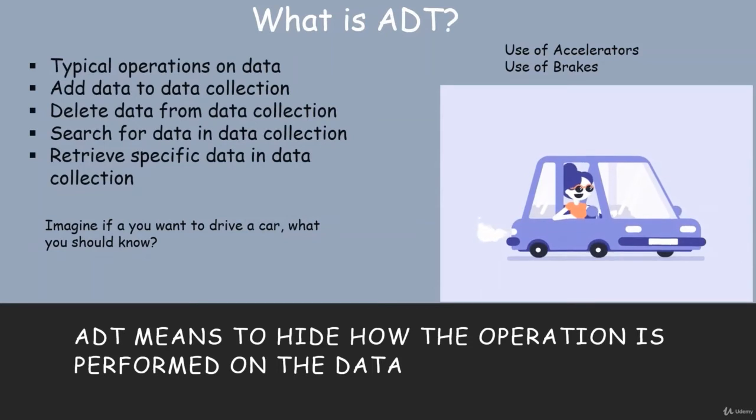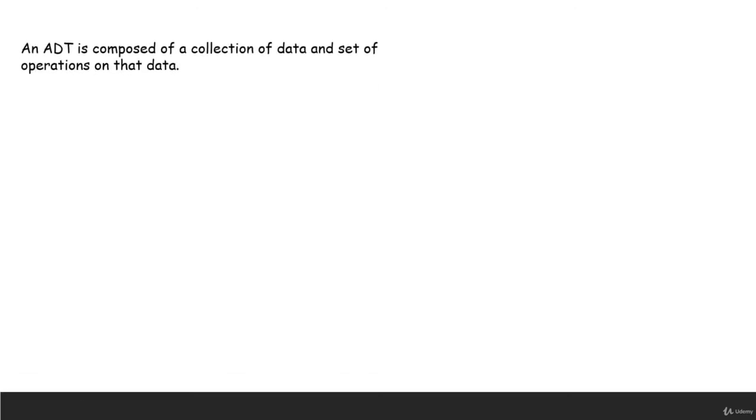This is typically used for doing operations on data, like add data, delete data, searching data, retrieving a specific data in a data collection. Let's move ahead. Moving to the next, an ADT is composed of a data collection and a set of operations on that data. These are actually the parts of an ADT.